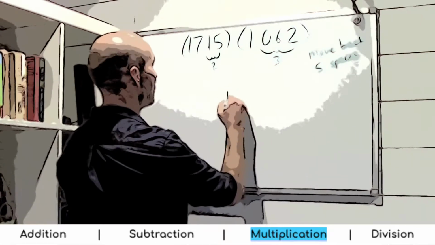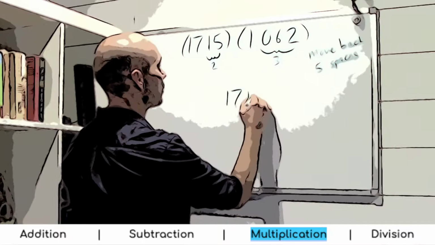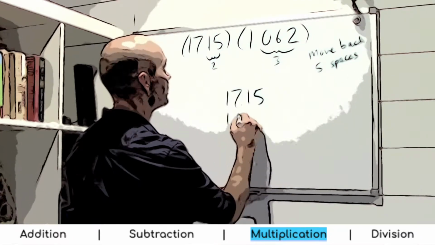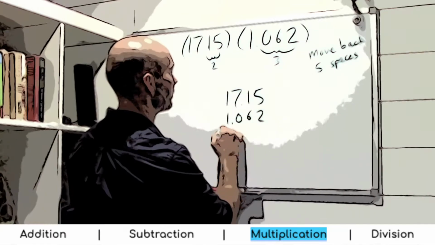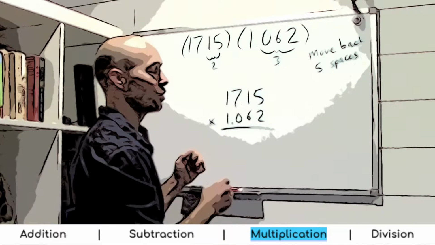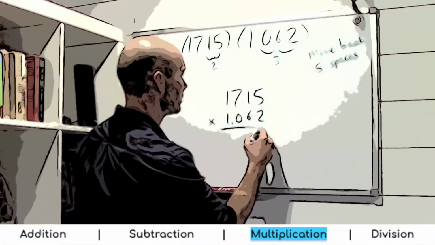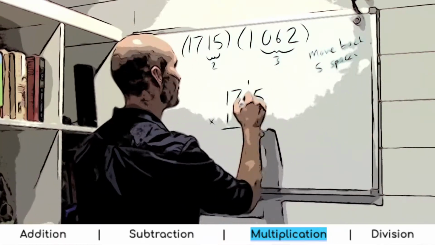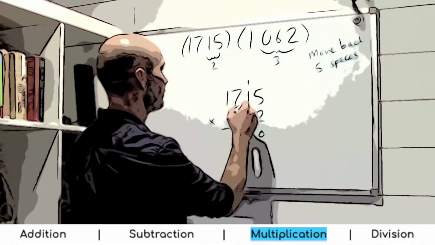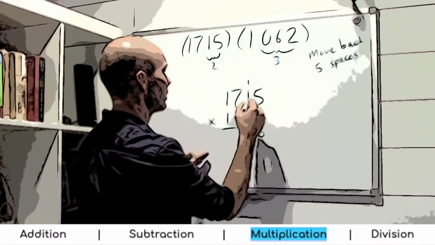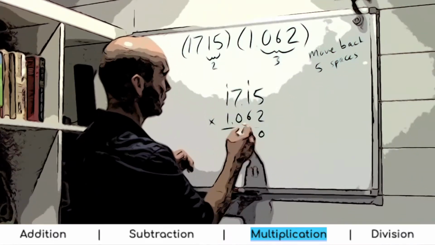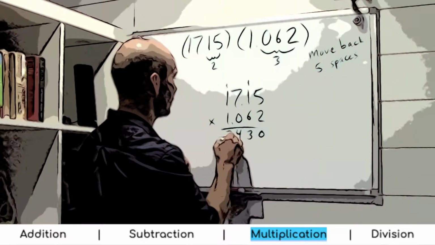So 17.15 times 1.062. Again, I don't need to line those decimals up when I am multiplying numbers. So 5 times 2 is 10. 1 times 2 is 2 plus 1 is 3. 7 times 2 is 14. And 1 times 2 is 2 plus 1 is 3.